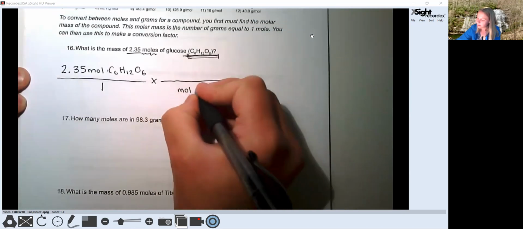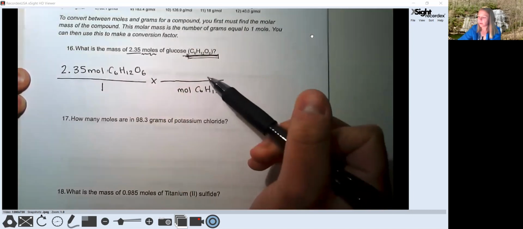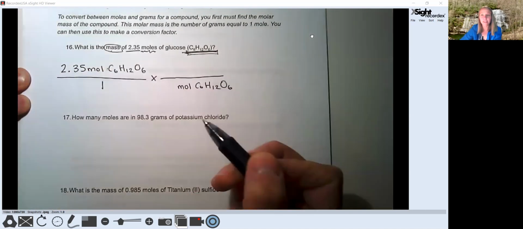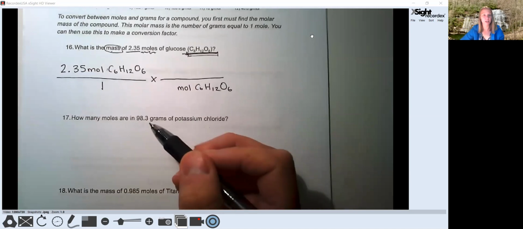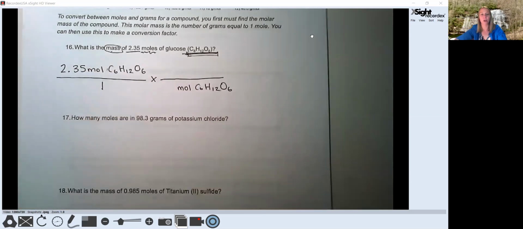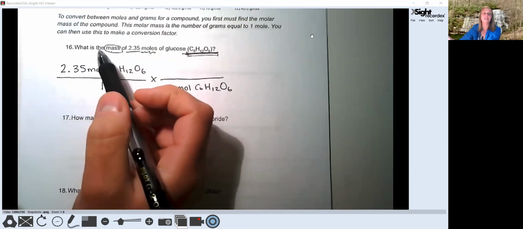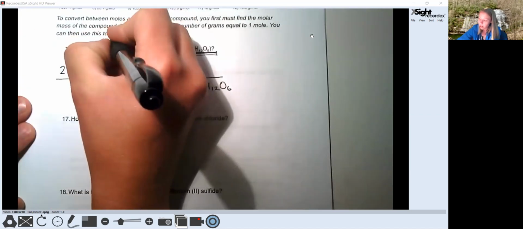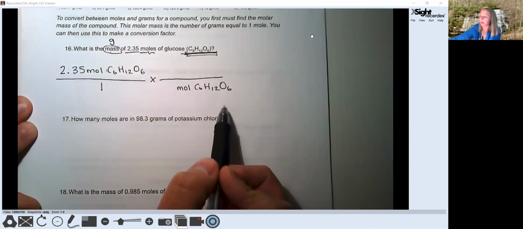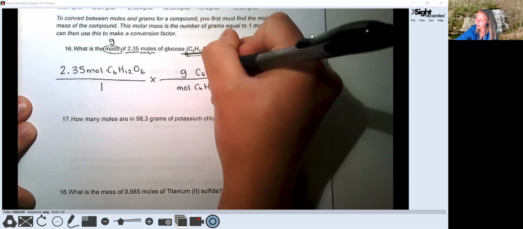Moles C6H12O6. And then we want to convert to some new unit. And it says, what is the mass? And well, mass isn't a unit. That's a quantity that we're measuring, but we know the units that we do measure mass in. If we want to know the mass of something, we put it on a balance, we measure it out in grams. So when it says what is the mass, it's asking for the number of grams. So grams is going to be our target unit. We're getting rid of moles and we're going to go into grams. Grams of C6H12O6.